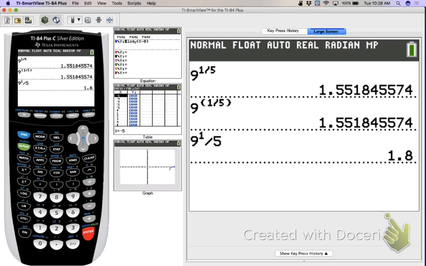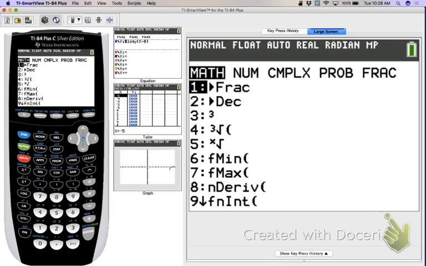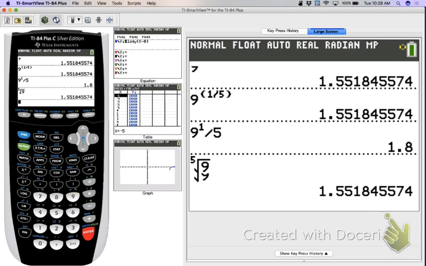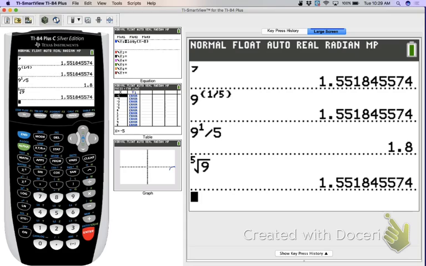If you want to turn this into the 5th root of 9, you're going to go 5, then hit the math button, and right there is the little x. Your 5 is now your x, so you hit 5 and then put 9 underneath. You'll hit enter. Since it's to the 1st power, you don't have to do anything. If it was 2/5, then you would need to square that value. So it just gives you another option as far as how you type it in.